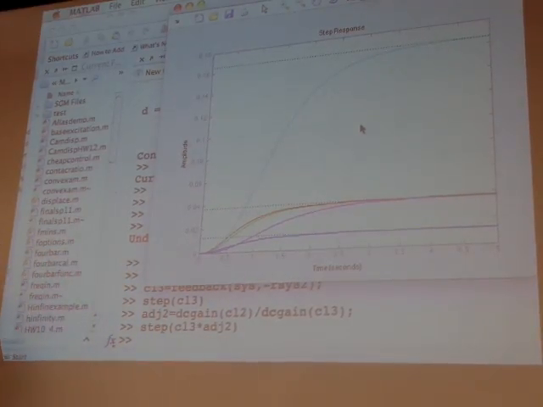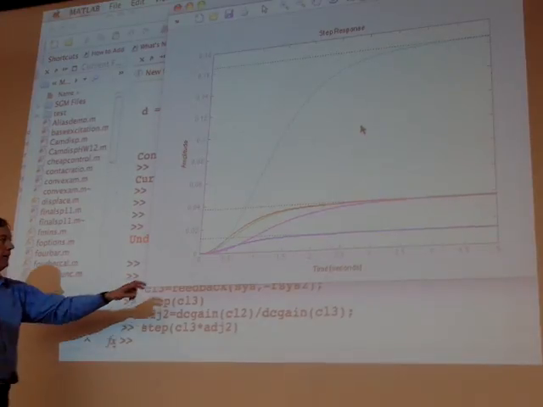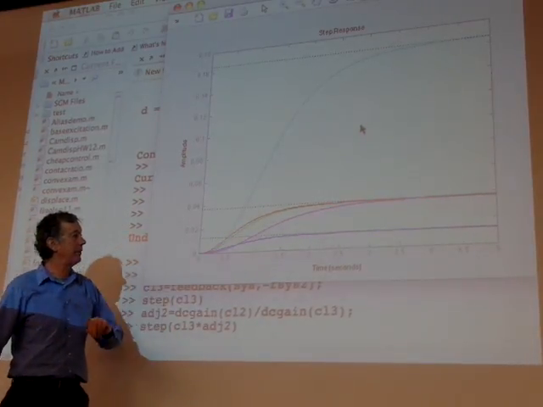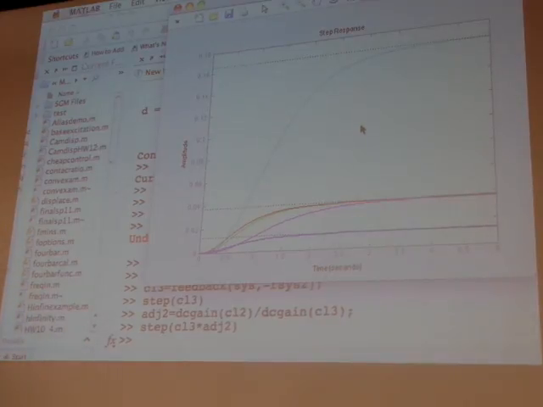It's causing some real problems with our estimating what our estimated states are. It's too slow. Make sense of how these things work? All right. Questions on this?